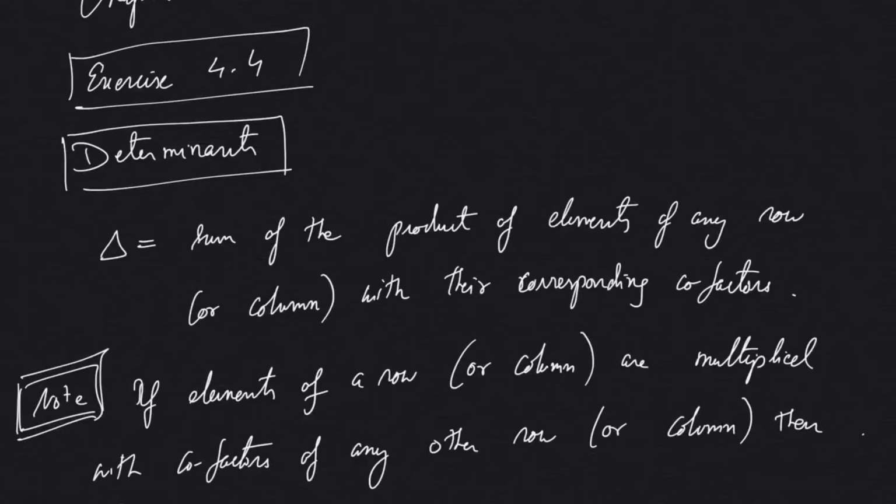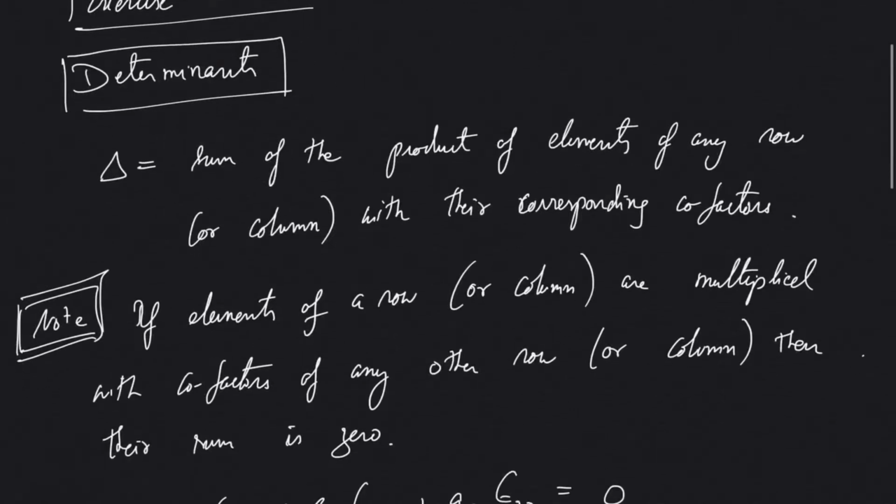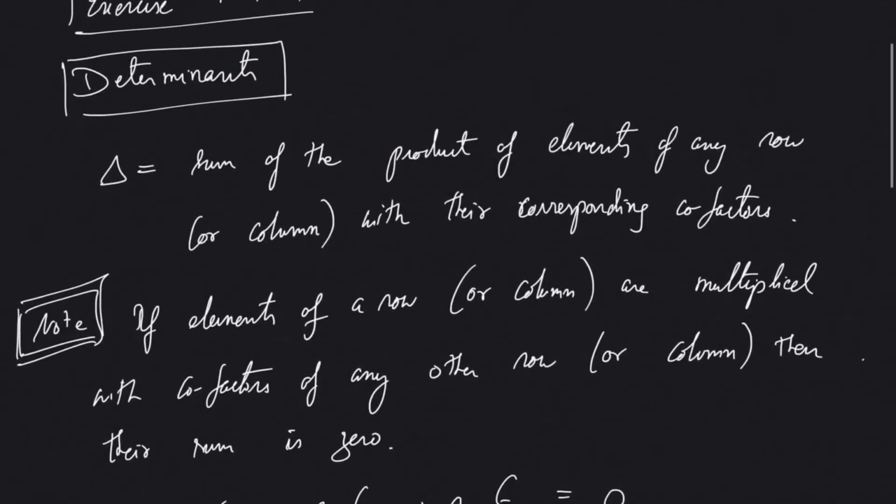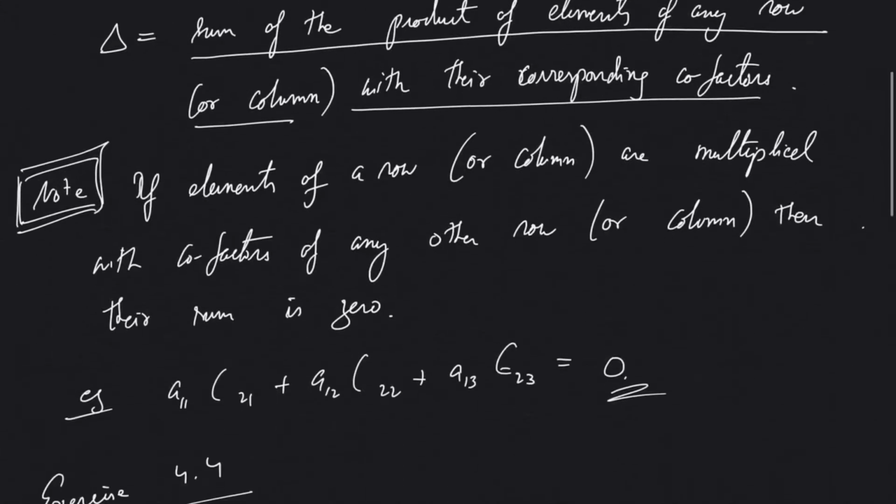So that of course we'll do in the next videos, and also when it is still fresh I would just like to continue with this exercise 4.4, not a very big exercise. So in the previous two videos in the introduction of determinants we have actually studied what is a determinant. It is nothing but the sum of the product of elements of any row or column with their corresponding cofactors.